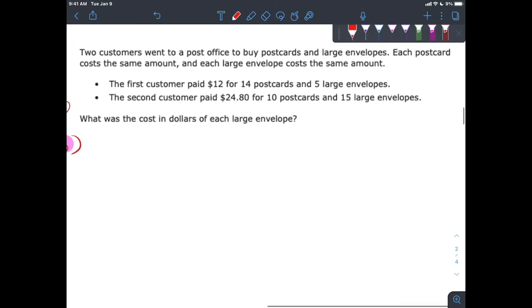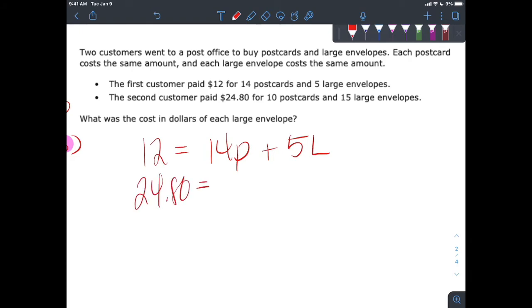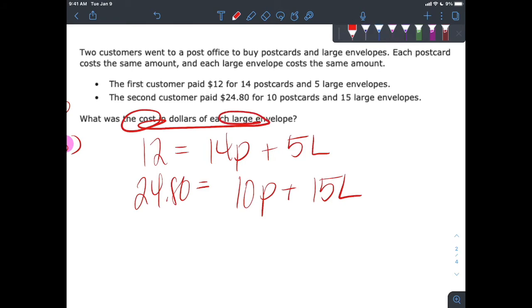Two customers went to a post office to buy postcards in large envelopes. Each postcard costs the same amount. Each large envelope costs the same amount. The first customer paid $12 for 14 postcards and 5 large envelopes. And the second customer paid $24.80 for 10 postcards and 15 large envelopes. And they want to know the cost of the large envelopes.